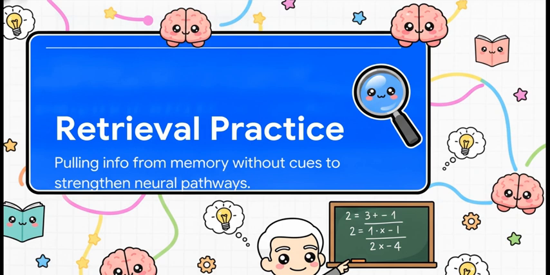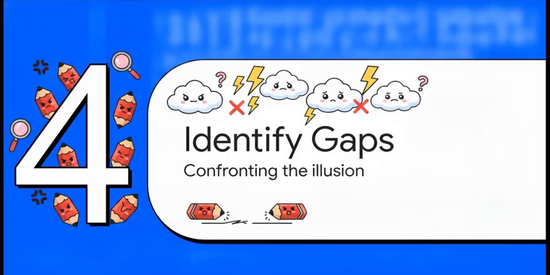It deepens the encoding and strengthens your neural pathways way better than just passively rereading a textbook. Remember, if the answer comes too easily, your brain isn't working hard enough to make the memory stick. Section 4. Step 3. Identify gaps.